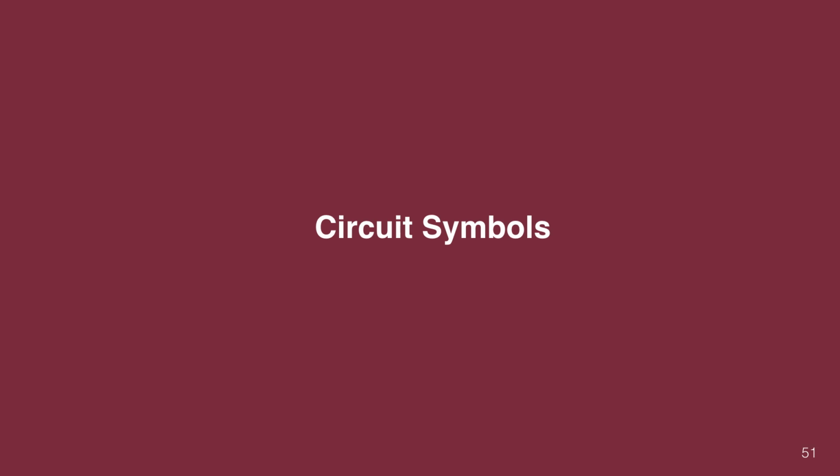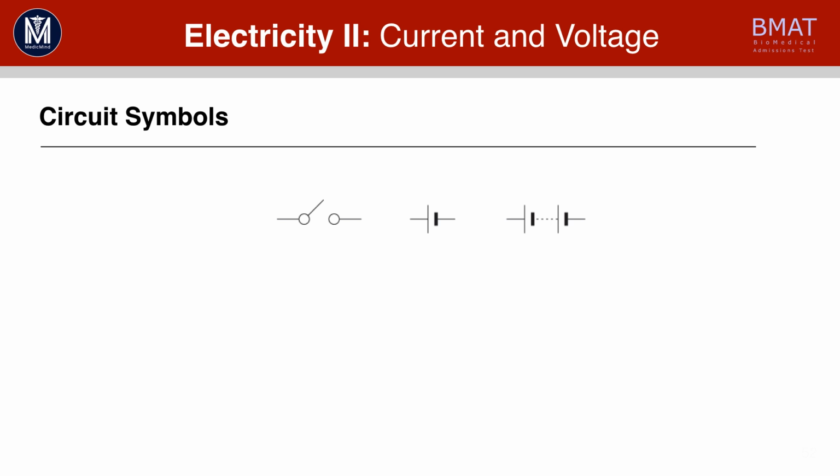To finish this tutorial, we'll have a look at circuit symbols. Pause the video and try to name the circuit symbols shown here. The first symbol is a switch, an open switch. The second symbol is a cell, and the third symbol is a battery.